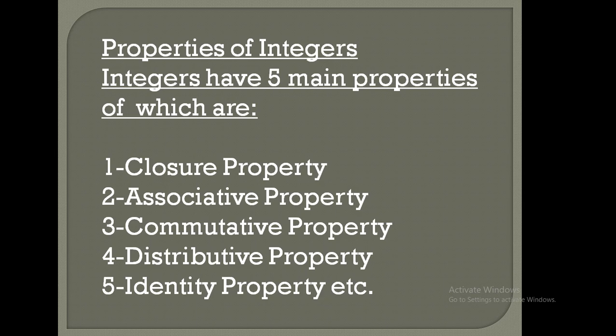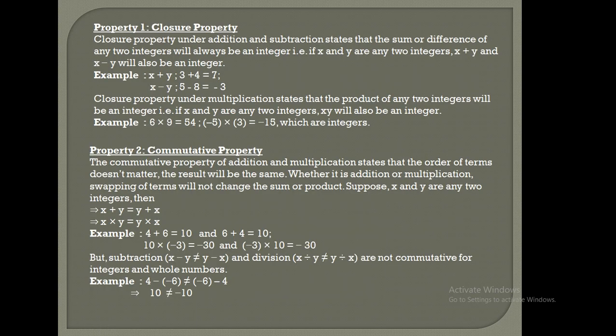The first property is called closure property. The second property, associative property. The third one, commutative property, distributive property, and many more properties are there. Now we will see the first one, closure property.